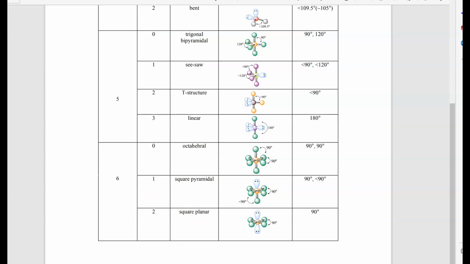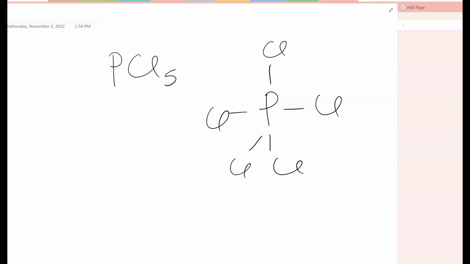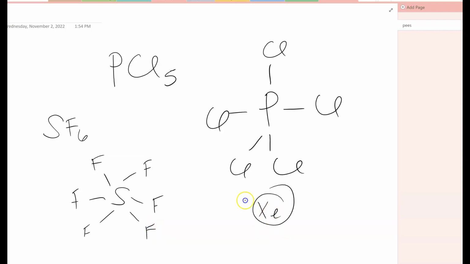Then we have ones like SF6 where that becomes octahedral. So let's look at something like SF6. Again, that's a very expanded octet. You're talking about 12 electrons surrounding the sulfur, but sulfur has the ability to do that. So sulfur, phosphorus, occasionally you'll see xenon do an expanded octet.